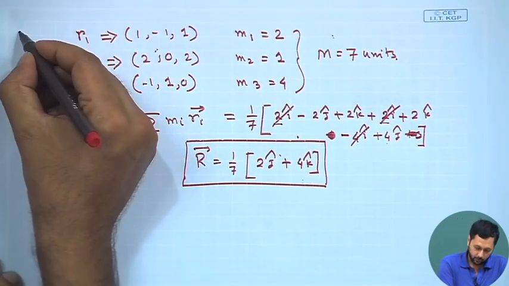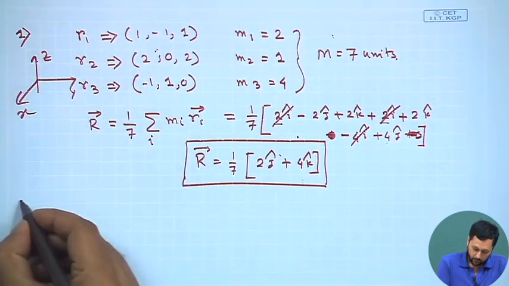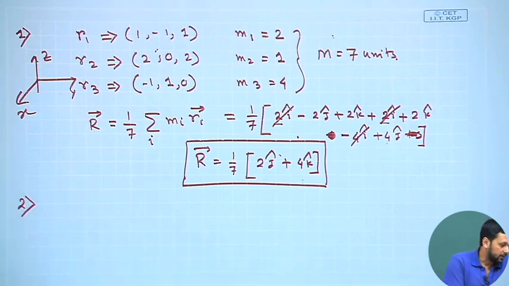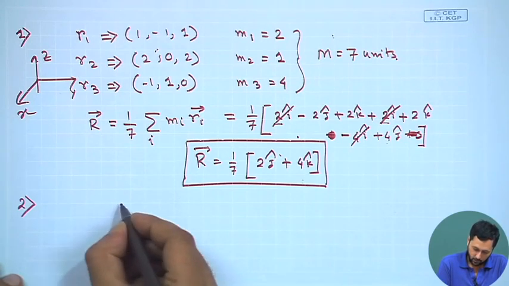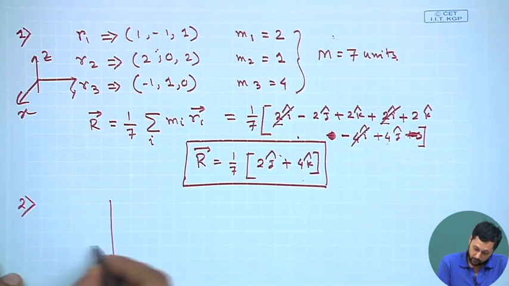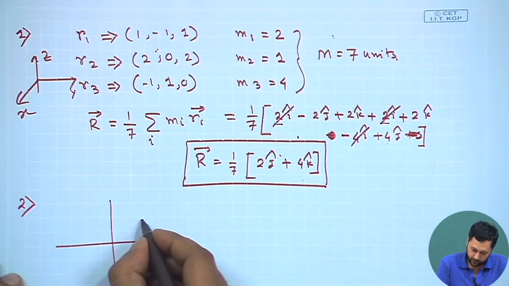Now this is for problem 1. For problem 2, this is also related to center of mass. Find the center of mass of a uniform solid hemisphere of radius a. Uniform, that is a very important word.